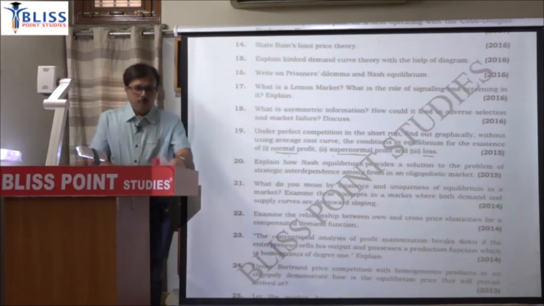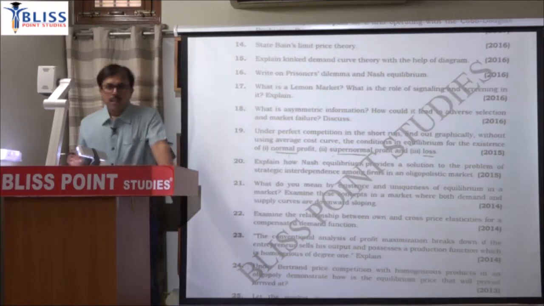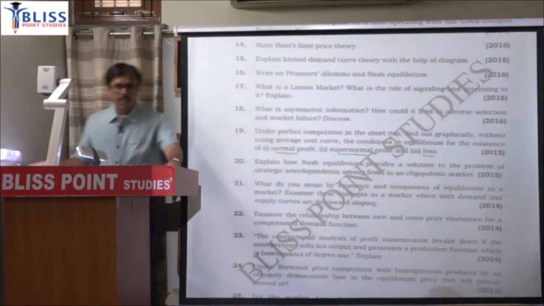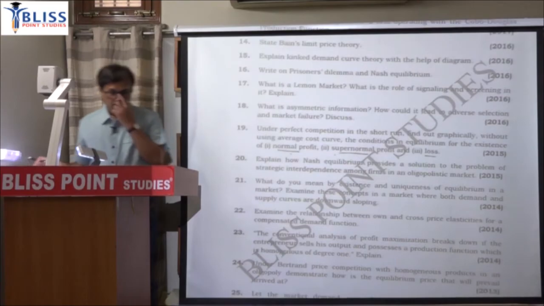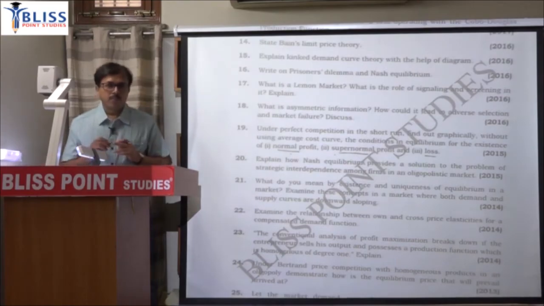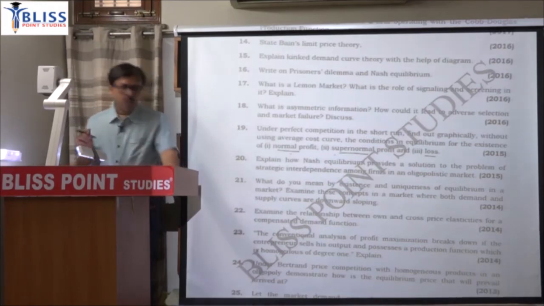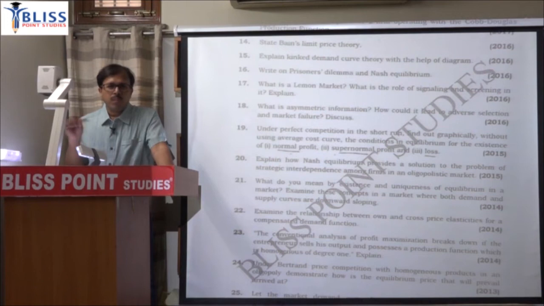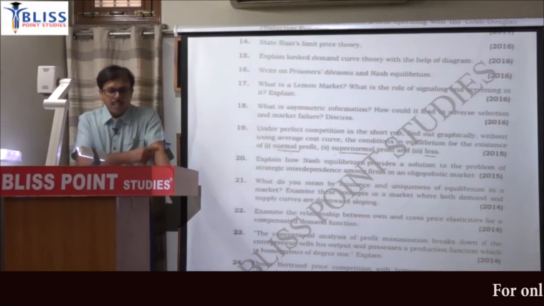The firm is in equilibrium when it maximizes its profit, which is defined as the difference between total revenue and total cost. So just mention that. What do you mean by profit? So the firm is in equilibrium when it maximizes its profit, which is defined as the difference between TR and TC.